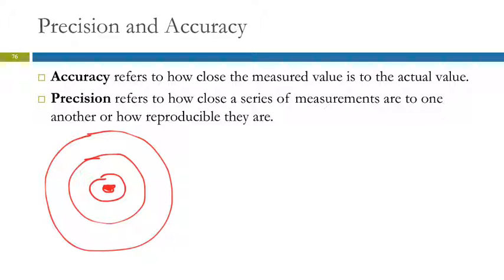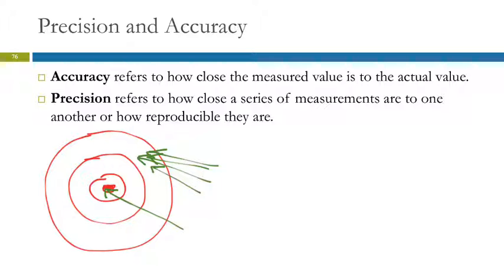So we're aiming for the bullseye, right? The center of the target. So if I hit the center of the target, that means I'm accurate. I'm getting close to what I was shooting at, right? What if I shoot several arrows and they all end up here? They're really close together. I'm very consistent, but I'm consistently wrong.